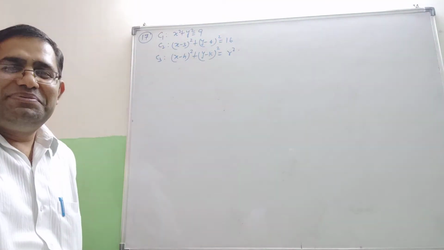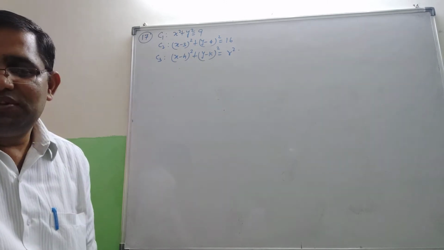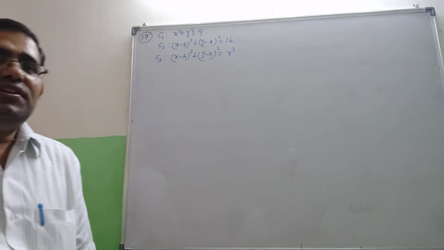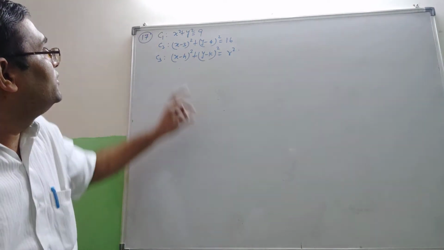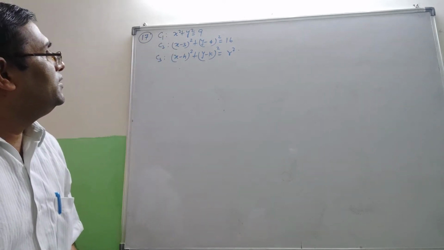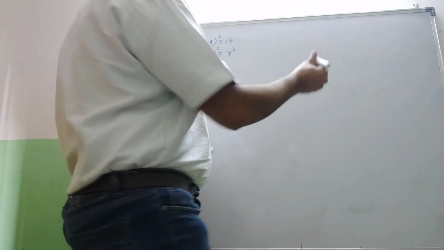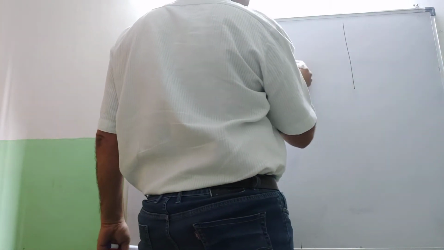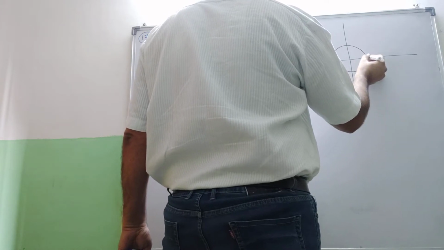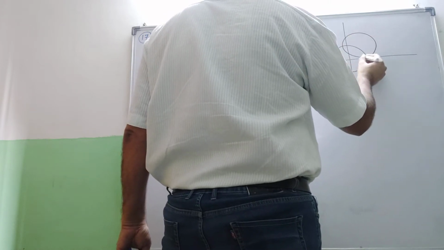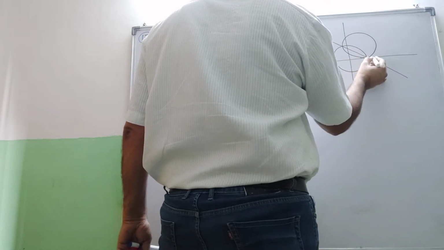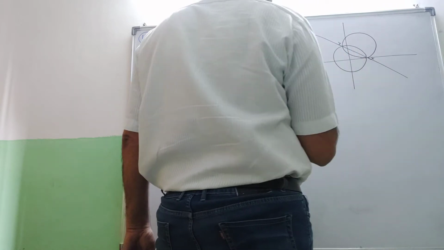Hello, good morning. Here we have to discuss one problem. Question number 17. Here we are provided circles C1, C2 and C3. If we draw circles C1 and C2, they are intersecting at X and Y.